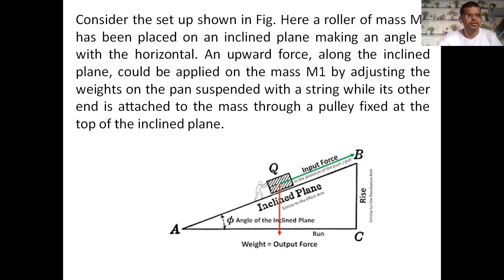Consider the setup shown in the figure. A roller of mass m1 has been placed on an inclined plane, making an angle theta with the horizontal, and an upward force along the inclined plane can be applied on the mass m1 by adjusting the weight on the pan suspended with a string, whose other end is attached to the mass through a pulley fixed at the top of the inclined plane.